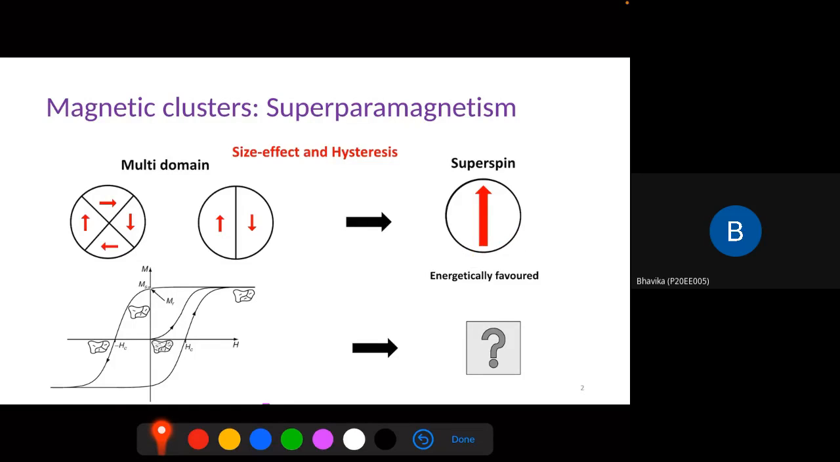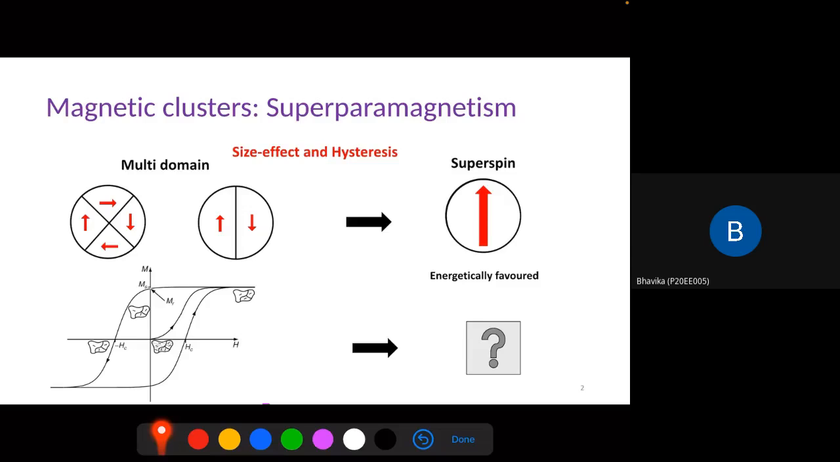What you can do is represent it like a ferromagnetic particle with a large spin. You can approximate it as something like a dipole, a big dipole that is formed here. And this spin here, you call it a super spin, because the magnetic moment of these materials will be quite huge.